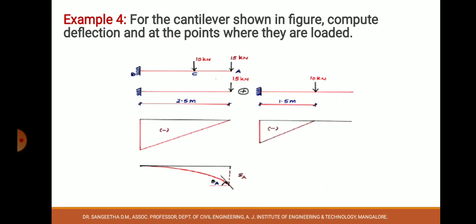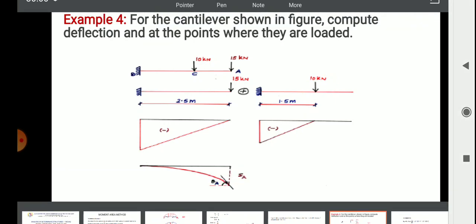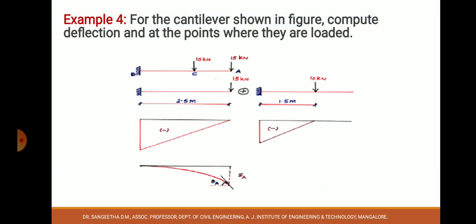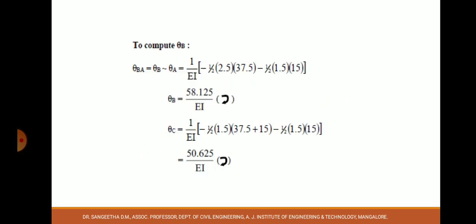First I will consider the beam with the 15 kilonewton load, and the other case only with the 10 kilonewton load. If I draw the bending moment diagram, 15 into 2.5 gives the ordinate, and it is negative, below the line. Here it is 10 into 1.5, 15. It is 0 at the free end, and as you go towards the support the moment increases. This is the bending moment diagram for both the cases.